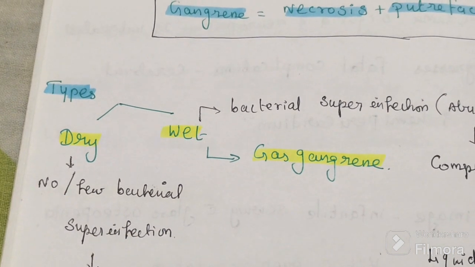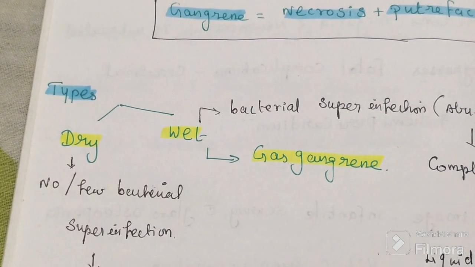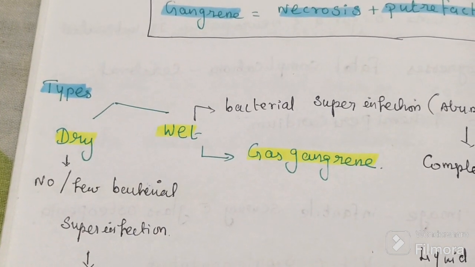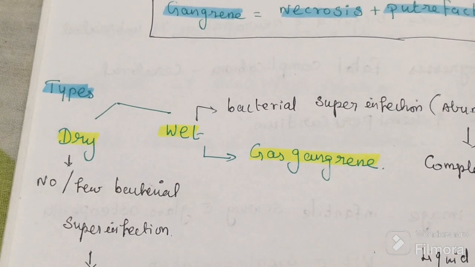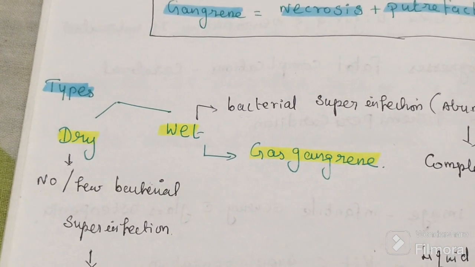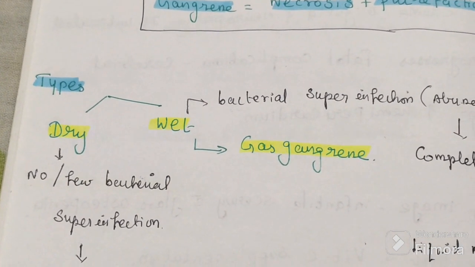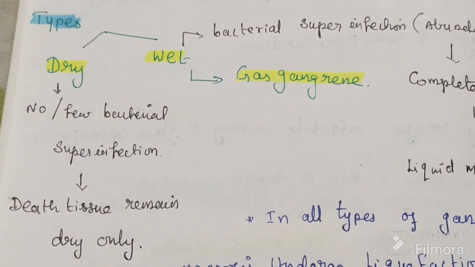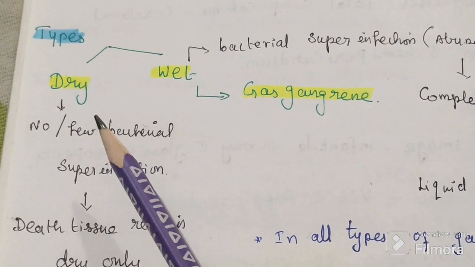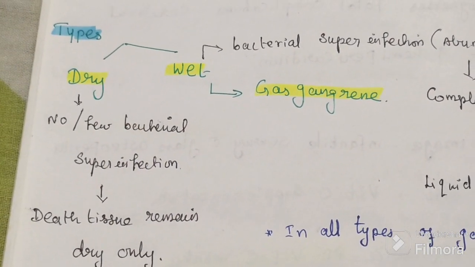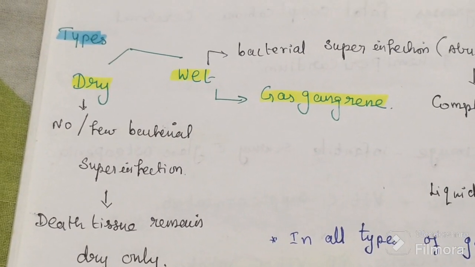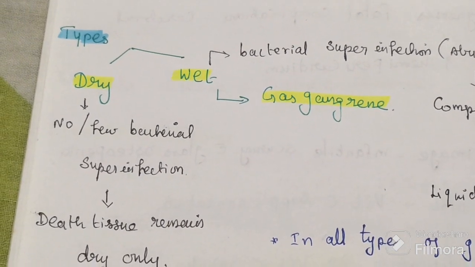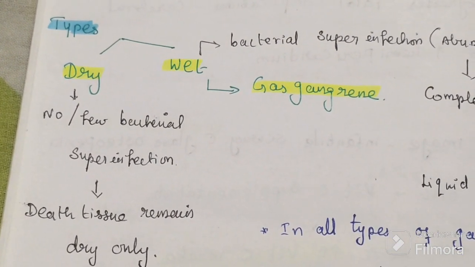In dry gangrene there are no or few bacteria. Bacterial superinfection is what attracts bacteria toward dead tissue, so here the dead tissue remains dry only. That is why it has the name dry gangrene. Here there are no or few bacteria, so the tissue does not get liquefied; it stays in a dry condition.